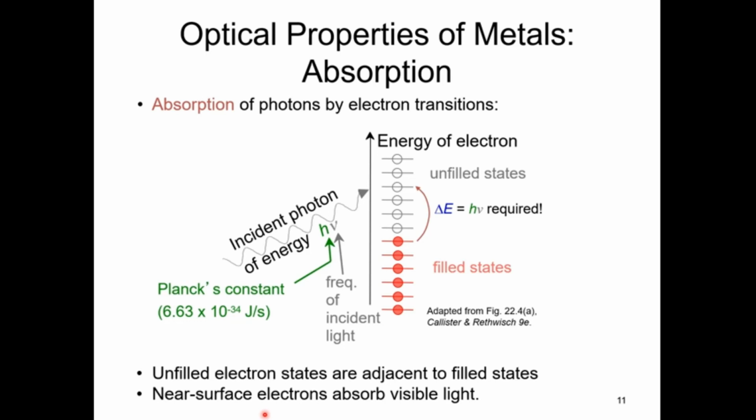If an electron is excited from an occupied state at a lower energy level to a vacant, higher energy level, this excitation of the electron from lower to higher energy level is due to the absorption of a photon of energy. The amount of energy absorbed is given by this equation with Planck's constant value and the frequency of incident light.